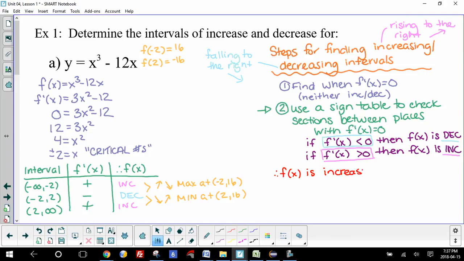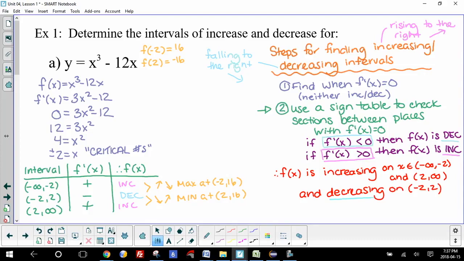So finally, we can conclude that our original function is increasing on the intervals from negative infinity to negative 2 and 2 to infinity from our sign table, and decreasing between negative 2 and 2. Since this is our very first example, I'm just going to display the graph of this original function as well, just to show what it would look like.